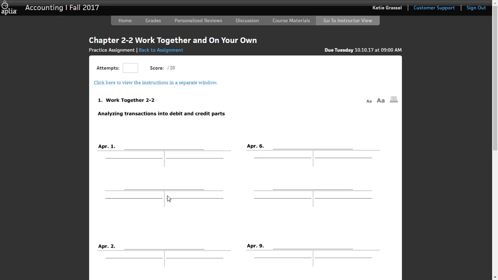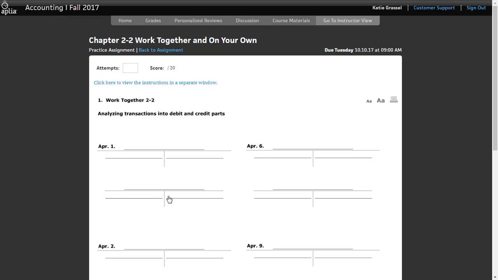So what we need to do for April 1st is we have to receive cash from owner as an investment. We need to list both of our accounts, but we have to put the debit account first. If you put the credit account first, it will mark it wrong. The general rule for accounting is debits go first.